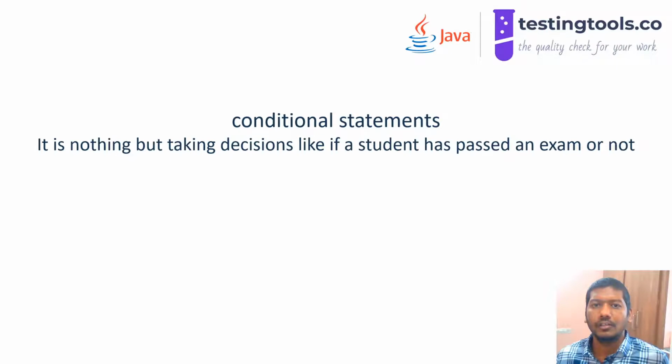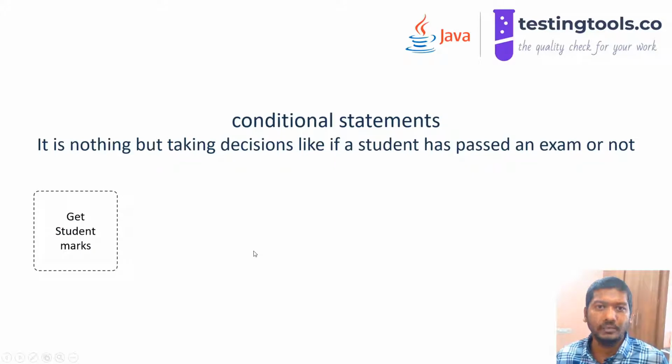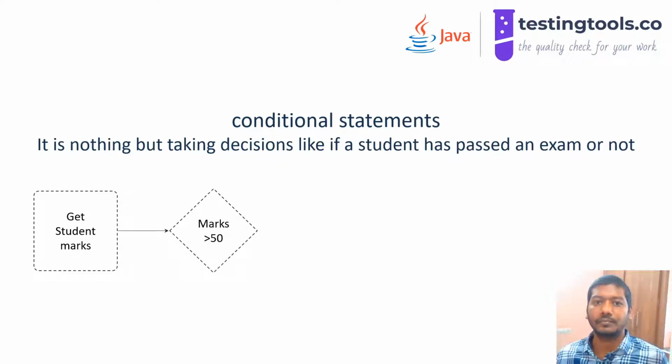Okay. So first, we will look at conditional statements. So what are conditional statements? It is nothing but, in your real life, you take some decisions, right? Those kinds of decisions are done by Java programming. For example, we have a student. We will get the student's marks after he or she gives an exam, and then we will see if the marks are greater than 50 or not. Based on this condition, we will decide whether the student has passed or failed.